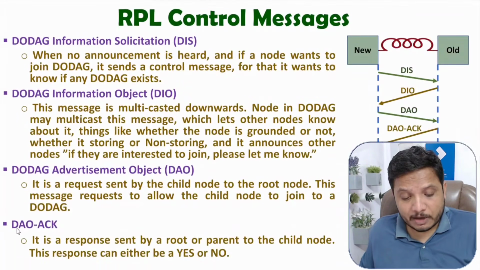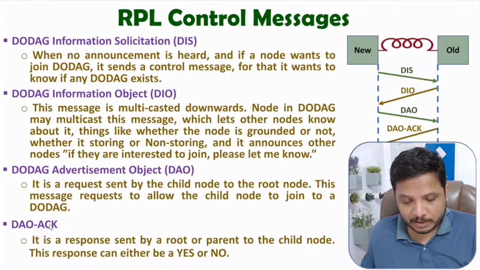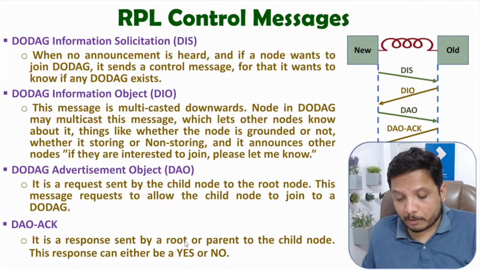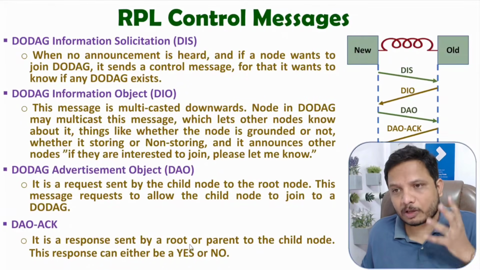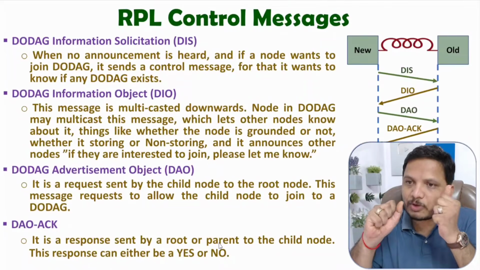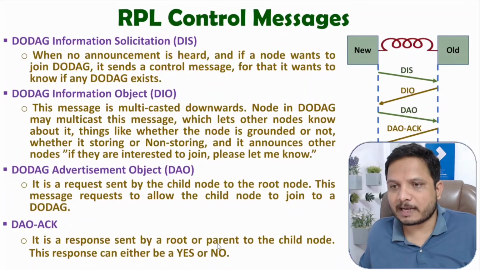Fourth is DODAG acknowledgement. So here you can observe, in reply to DAO, now DAO acknowledgement is forwarded, which is a response sent by the root or parent to the child node. And this response says what? It says whether you are allowed or not, meaning it will say yes or no. If it is yes, then the new node is now allowed to join that network. If it is no, then the new node is not allowed to join this network.